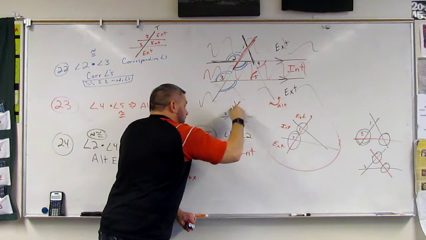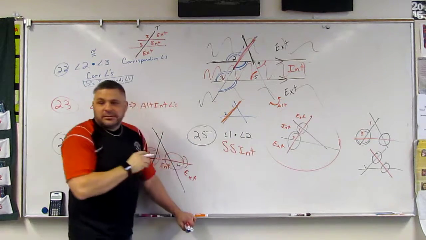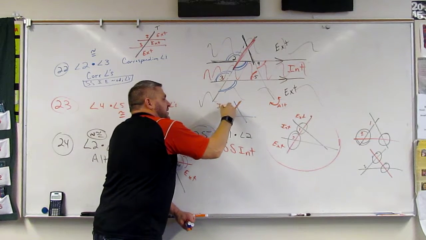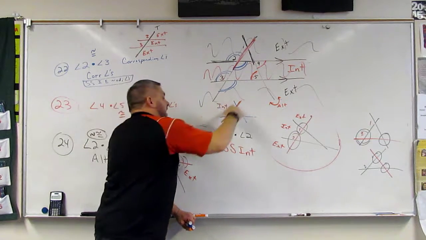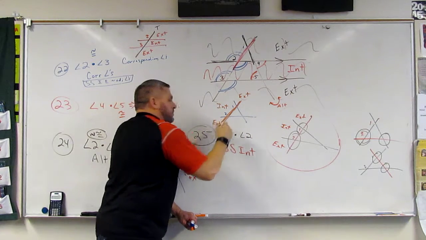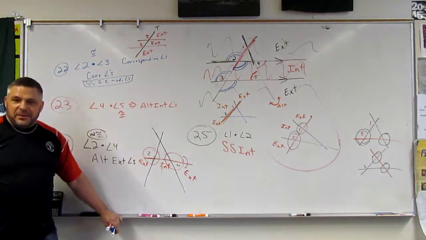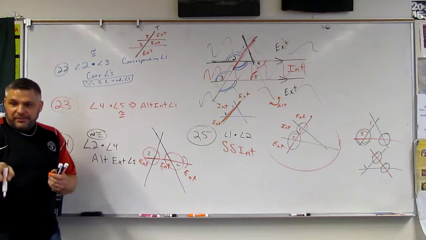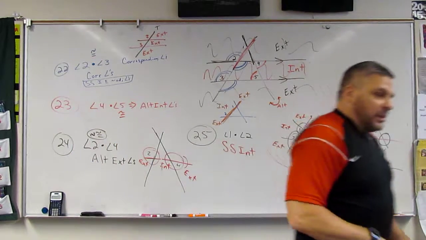First one. So that becomes your transversal. That means that inside the other two lines is your interior. And outside those other two lines is your exterior. Notice how that's not black and red anymore. It's orange and blue. Does that help? Good stuff.